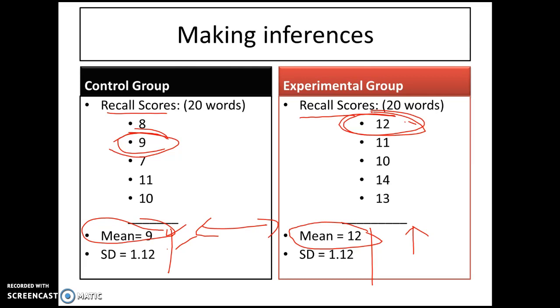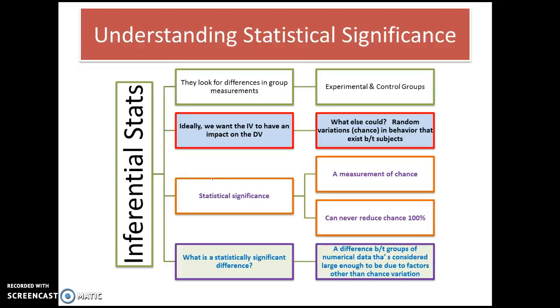Now, I want to introduce you to one more concept, because even if we have statistically significant data, all that tells me is that the independent variable was responsible for the changes we observed in the dependent variable. Here it would mean number of words. It just means this impacted recall. But you might want to know, well, to what effect? How strongly? Statistical significance cannot tell you that.